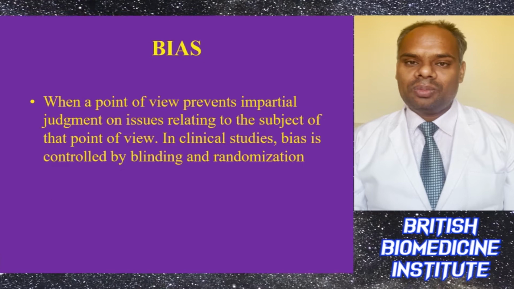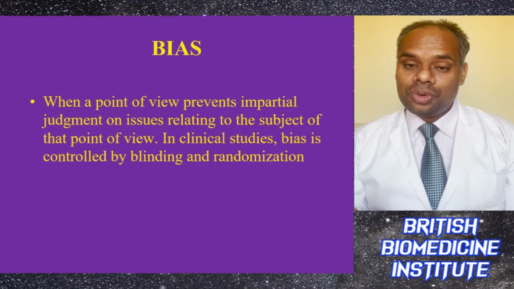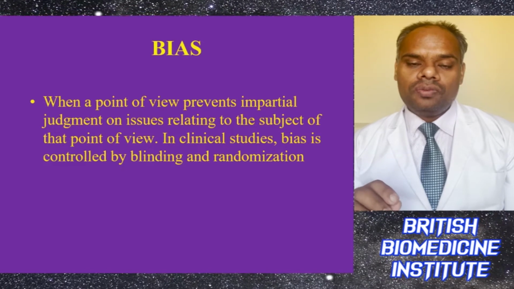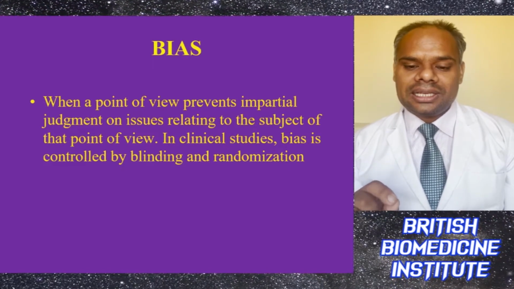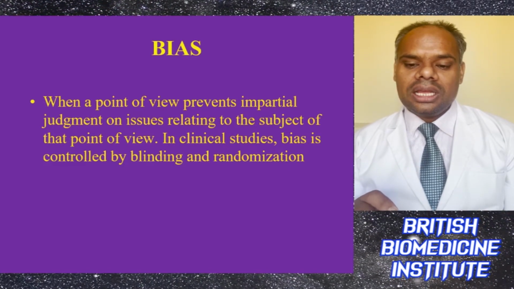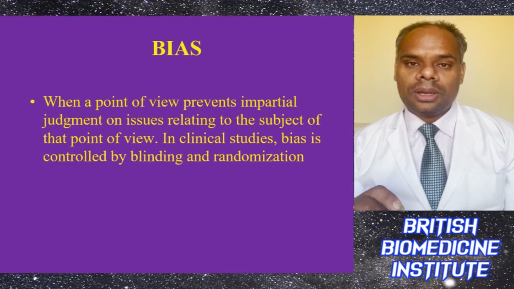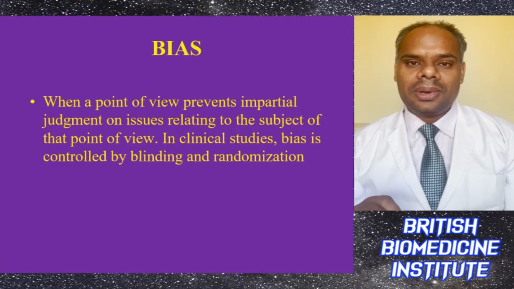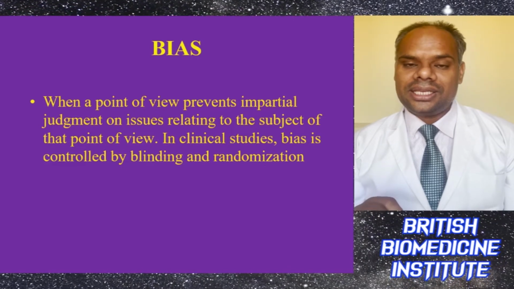Bias. So in the clinical trials, it is important to remove the bias of any kind. Bias is when a point of view prevents impartial judgment on issues related to the subjects of the point of view. In the clinical trials, bias is controlled by blinding and randomization.